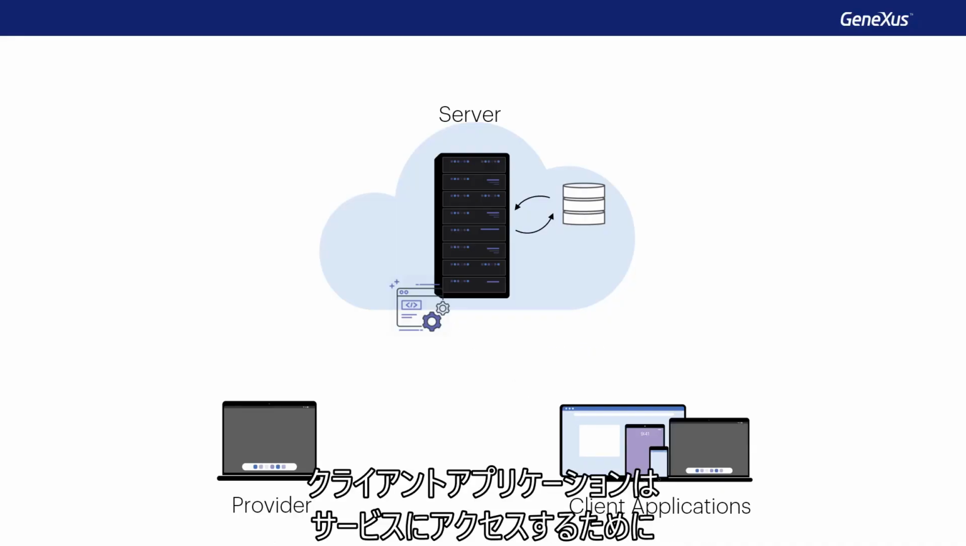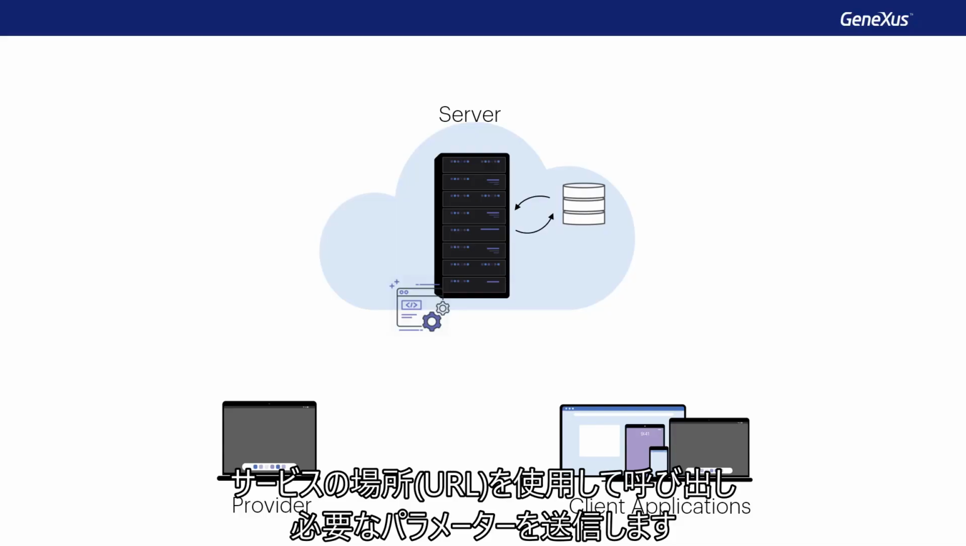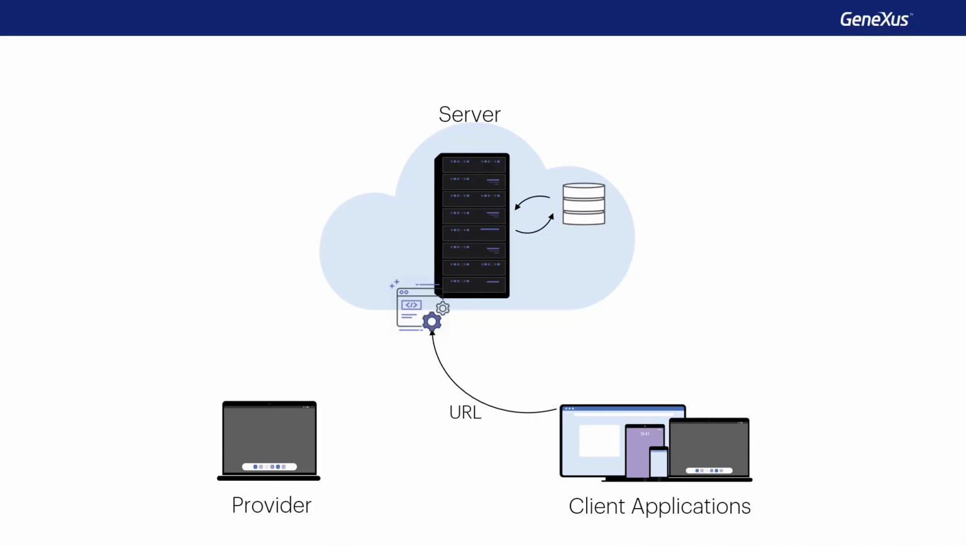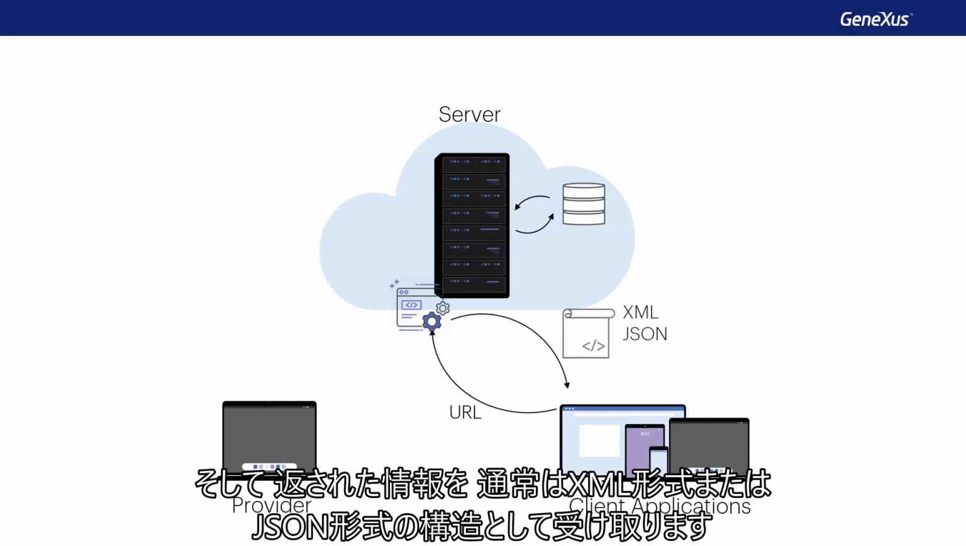To access the service, the client application uses its location, URL, in order to invoke it, and sends it the required parameters. Then, it receives the returned information, usually as a structure in XML or JSON format.